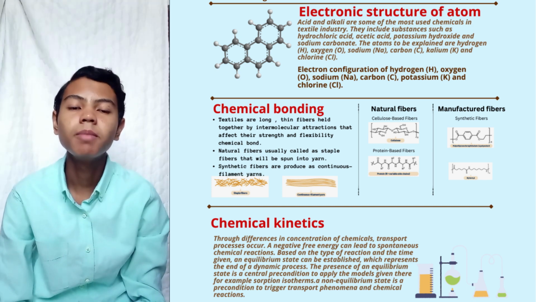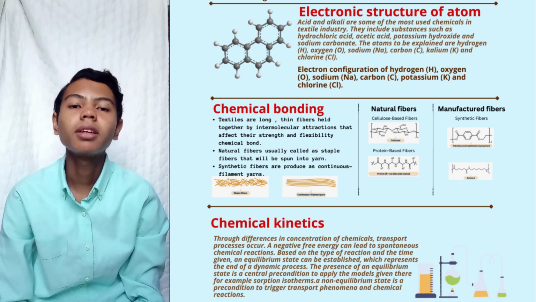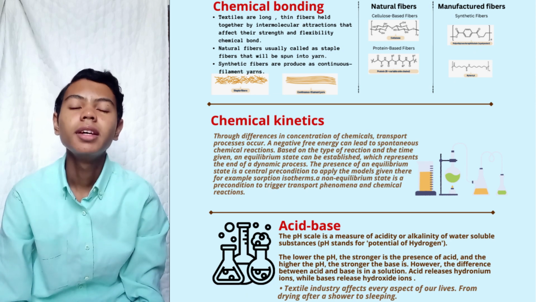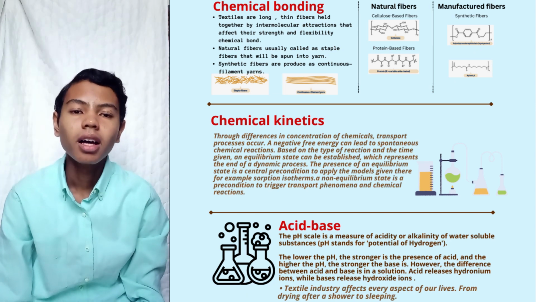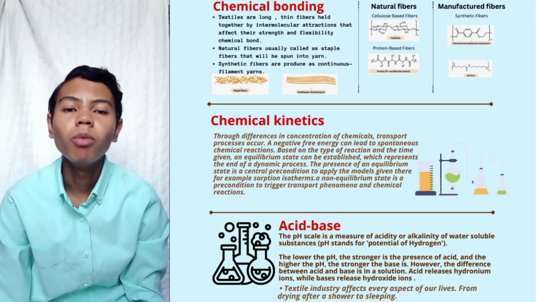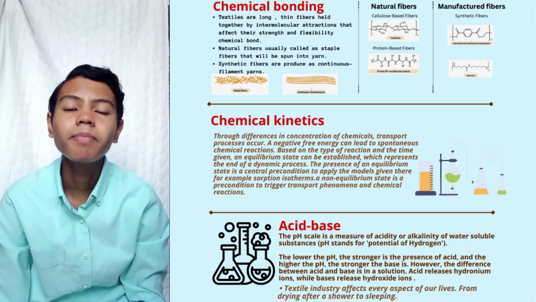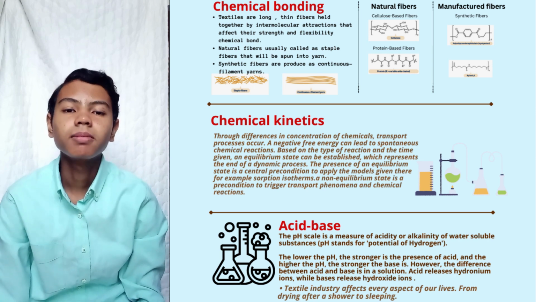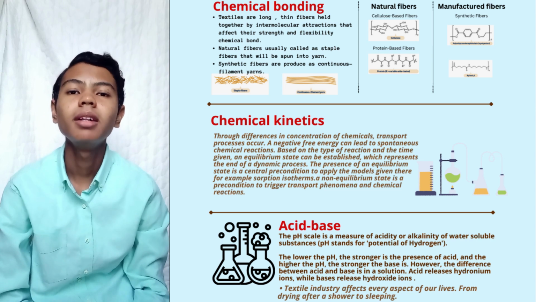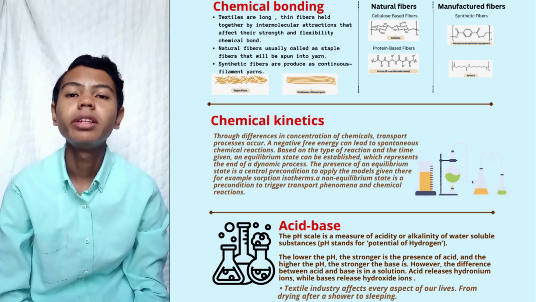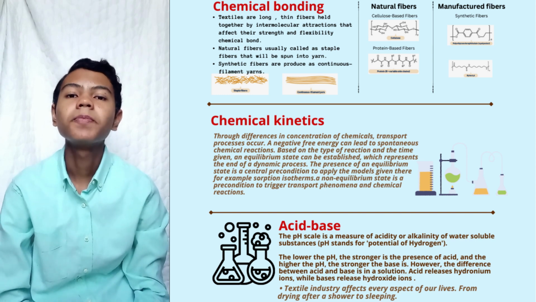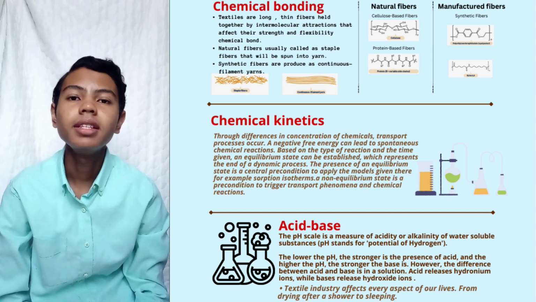Hi, I am Izzal Hafiz bin Mas Azri, and I will be explaining about chemical bonding in textile industry. As we all know, a chemical bond refers to the bond between two or more atoms or ions to give rise to a chemical compound. In textile industry, textiles are thin and long fibers held together by intermolecular attraction, which can change the strength and flexibility of chemical bond. We have natural fibers and synthetic fibers.